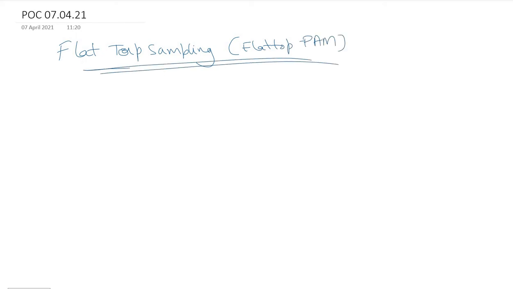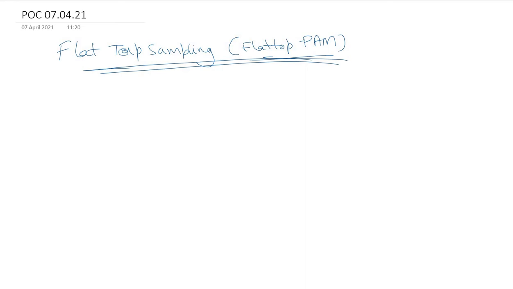So in the previous lecture we have seen natural sampling or natural PAM, but it has a disadvantage that the signal recovery at the receiver end becomes difficult in case of natural PAM. So we rather use flat top sampling, or you can say flat top PAM. Instead of the natural PAM, we go for flat top PAM. Now, how do we generate flat top PAM?